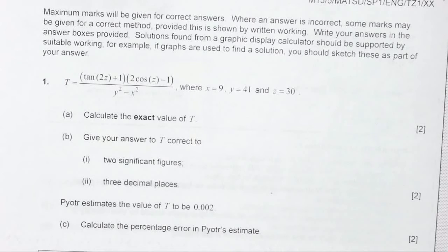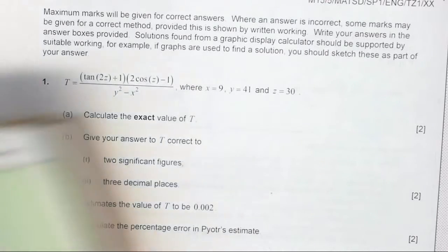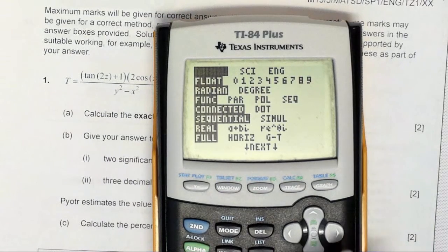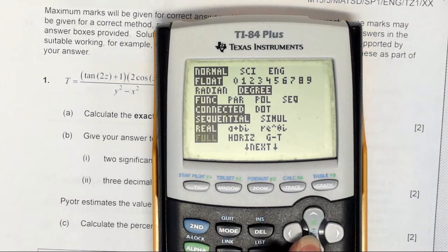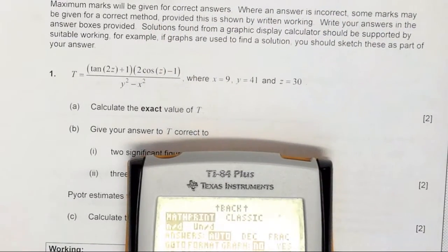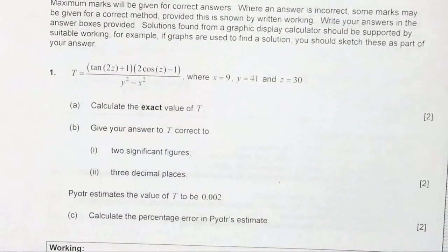Degrees. Make sure that you have checked your mode and that it's in degrees. You should also, before testing, make sure that stat diagnostics is on. I will have this set up on your calculators, but if somebody goes second plus 7 1 2, it'll go back and erase that. So, calculate the exact value of t.